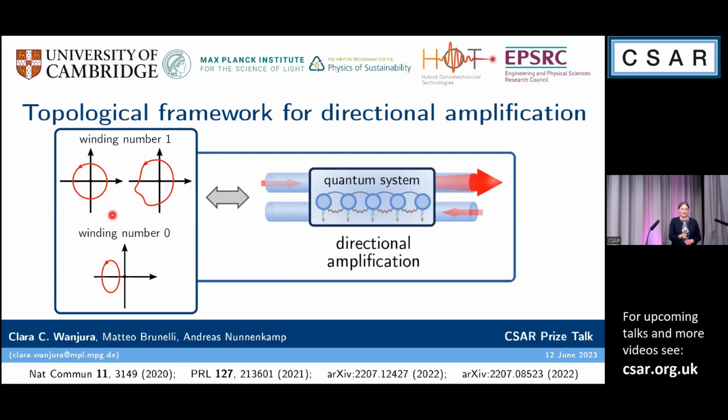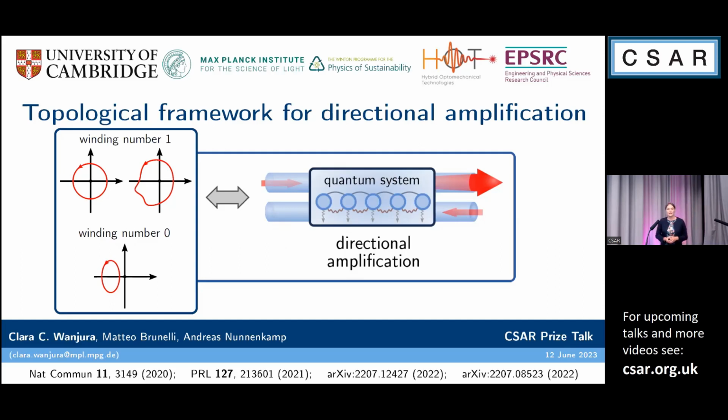So for instance, here in these 2 cases, the winding number would be 1, even though the curves don't look exactly the same. And in the other case, the winding number is 0. Now, this is all very abstract, but what I've shown is that it is possible to identify a notion of topology in certain physical systems, and that just by identifying this topology, we can decide whether a physical system displays a specific phenomenon or not. And this phenomenon is the one of directional amplification, which I've illustrated here on the right. Now, what does that mean?